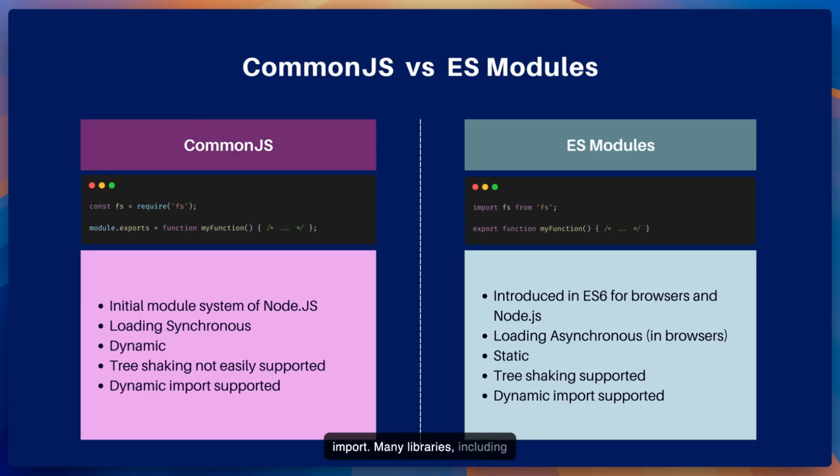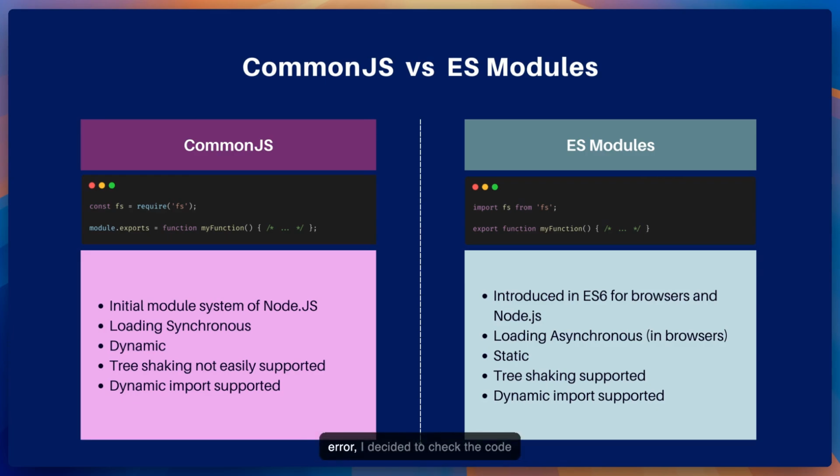Many libraries, including Babel, were initially built using CommonJS. However, the JavaScript ecosystem is gradually transitioning to ES modules. This transition period is exactly where our Babel Traverse import issue comes into play.